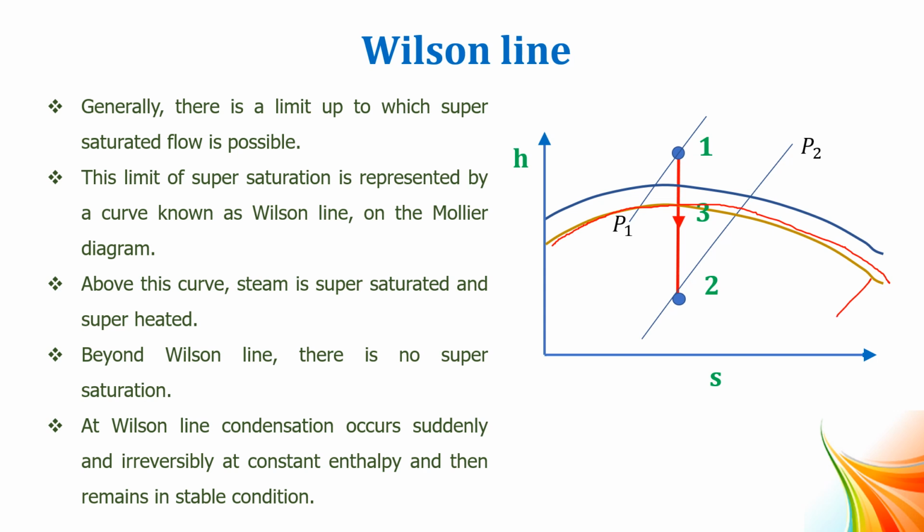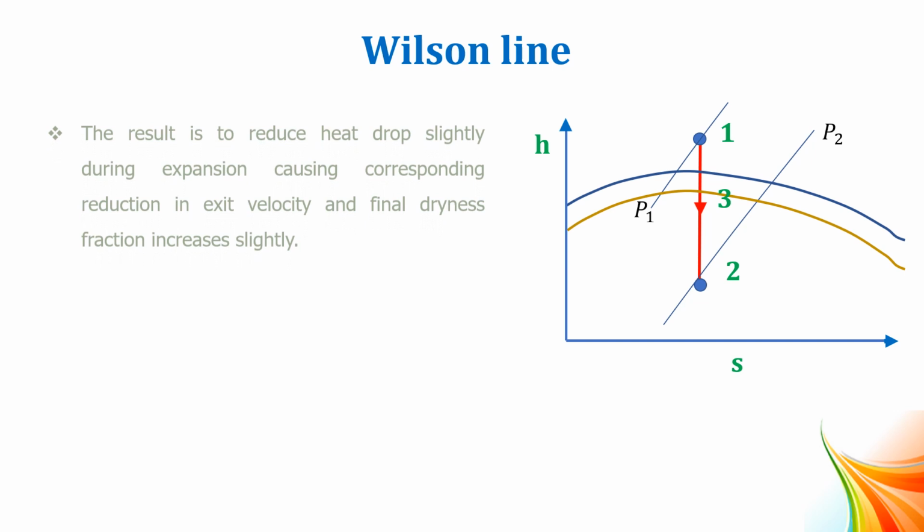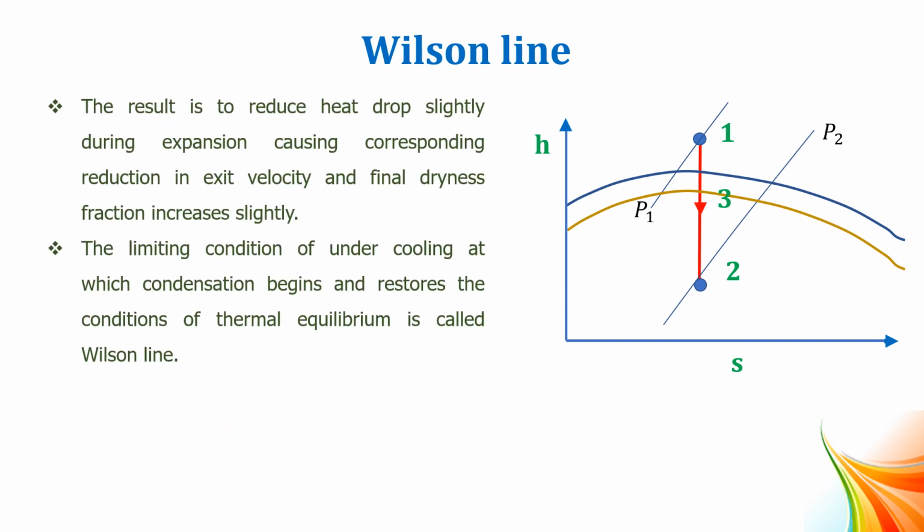This is called the Wilson line. Above this curve, the steam is supersaturated. Beyond the Wilson line, there is no supersaturation. At the Wilson line, the condensation occurs suddenly and irreversibly at constant enthalpy and then remains in stable condition. The result is to reduce the heat drop slightly during the expansion, causing a corresponding reduction in exit velocity, and the final dryness fraction increases slightly.